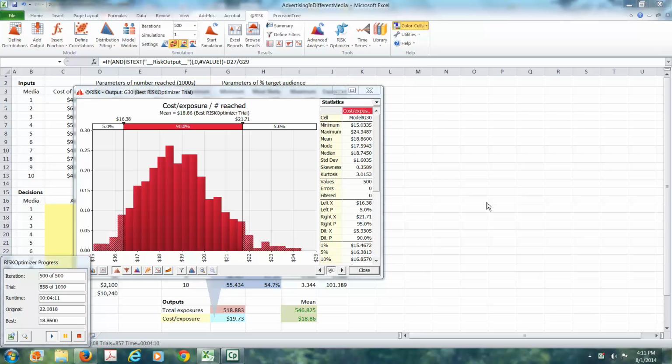So I join you once again as we're counting down. You can see this has been running for over 4 minutes. Just to review, what At Risk is doing for us is 1,000 sets of simulations. We're doing 1,000 simulations of 500 iterations each. And it will use Risk Optimizer to analyze those results and identify the best advertising strategy for us, given the uncertainty that we're dealing with here.